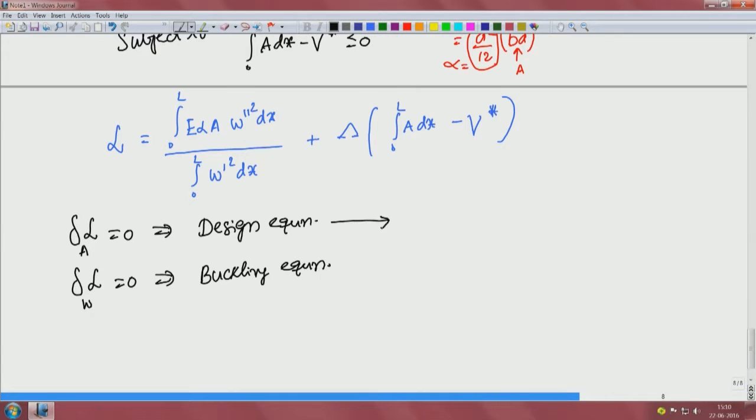Let us first do this part, the variation of the Lagrangian with respect to A. A here is in the numerator only, so the denominator just stays the way it is. We can just directly write the Euler-Lagrange equation for it, because the denominator is just a constant. So, we get E alpha W double prime square divided by the integral from 0 to L of W prime square dx, plus lambda, which comes from the constraint term, equal to 0. That is what we get when we take the variation with respect to A.